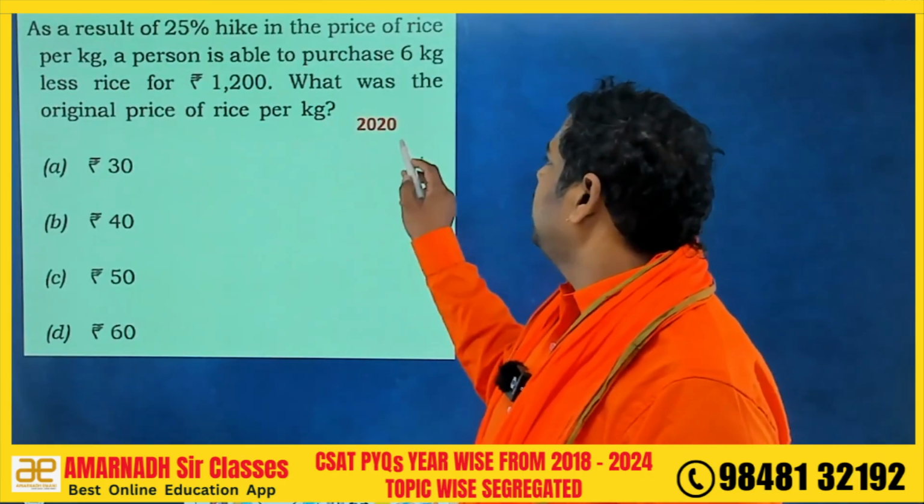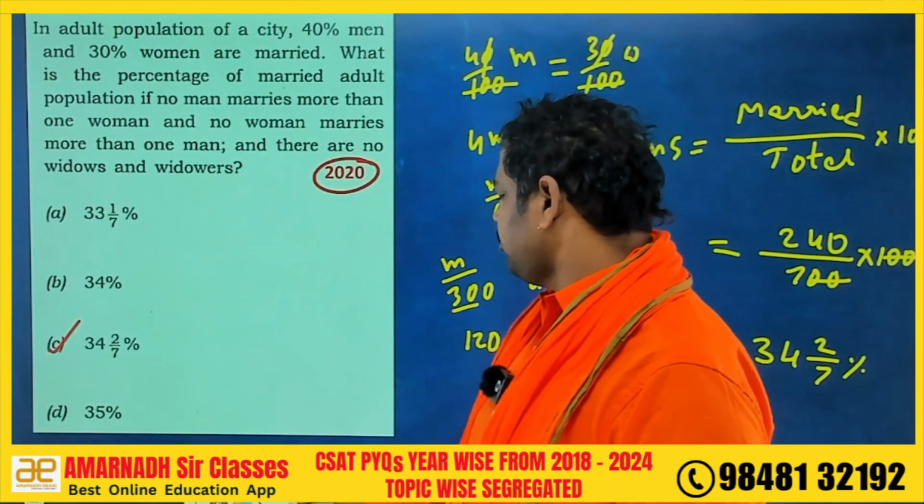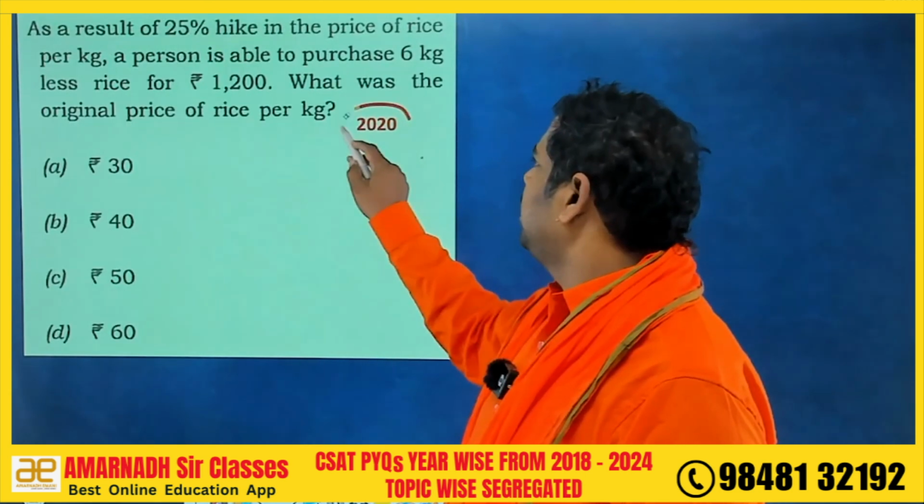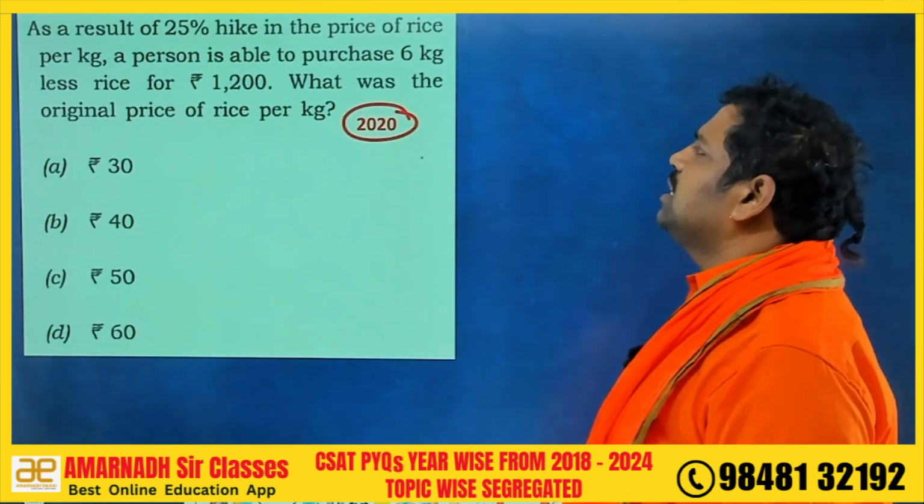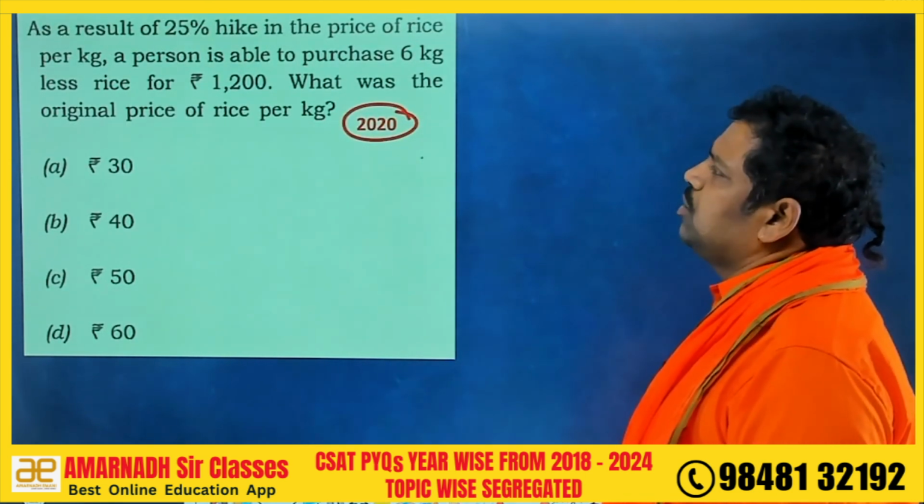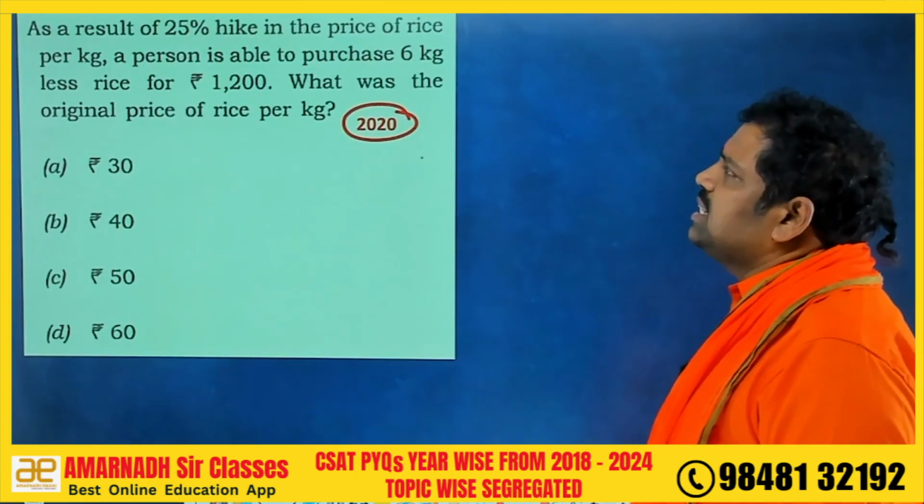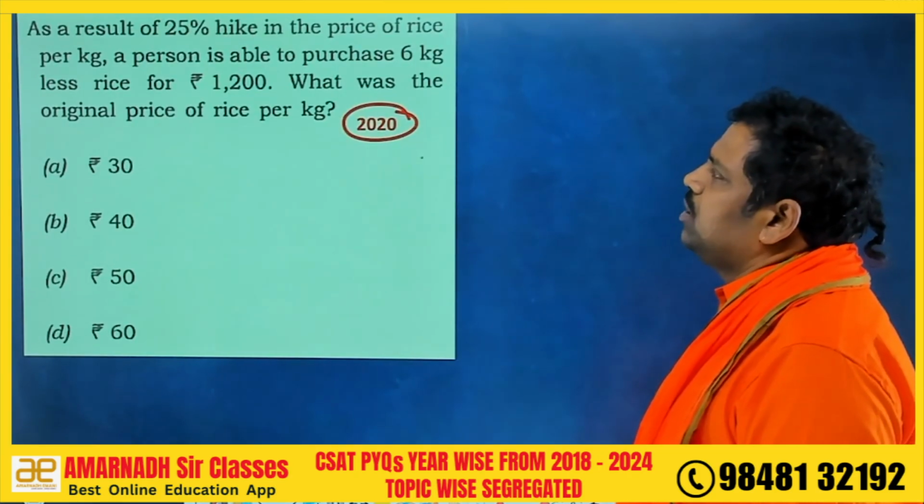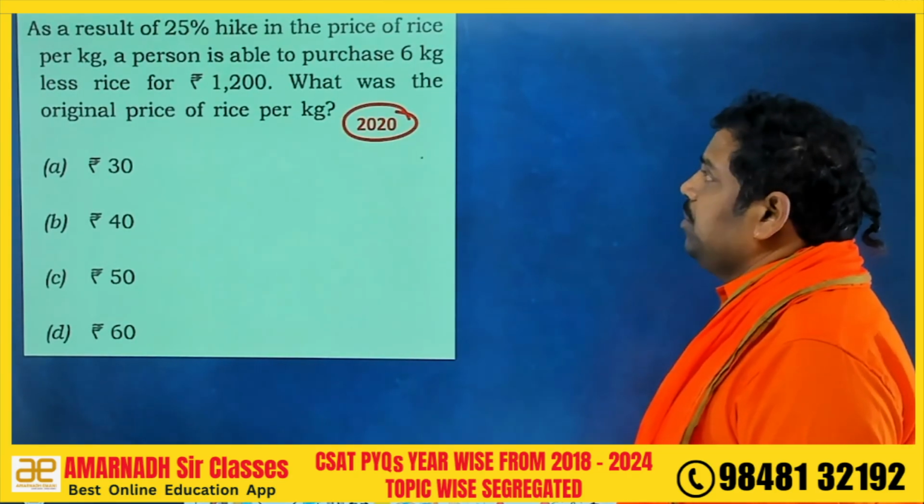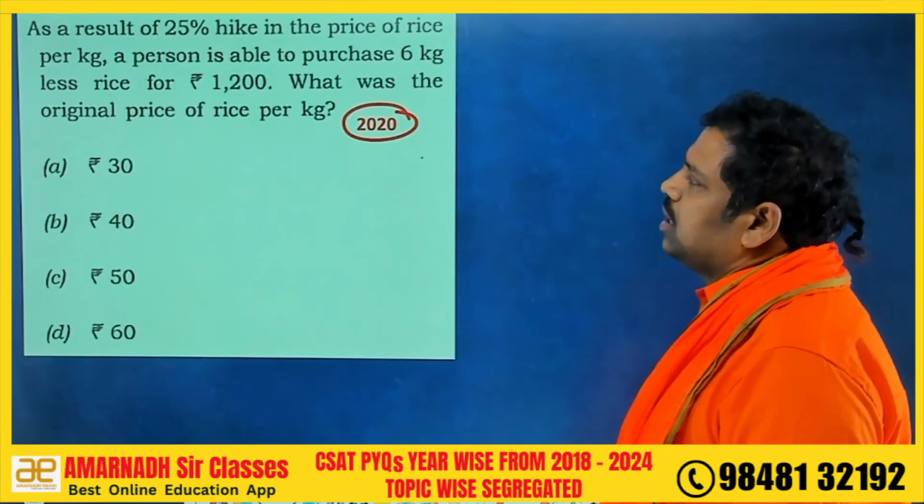This is a question given in 2020. Okay. Another question also given in 2020. As a result of 25% hike in the price of rice per kg, a person is able to purchase 6 kg less rice for 1200 rupees. Okay. What was the original price of rice per kg?